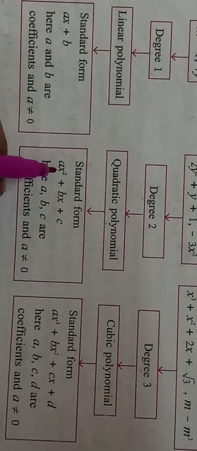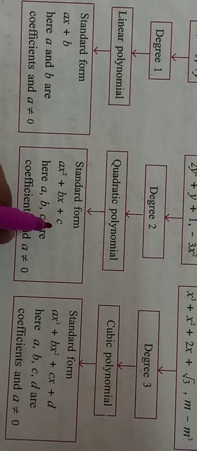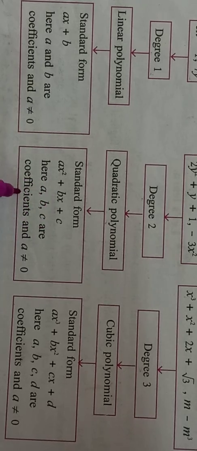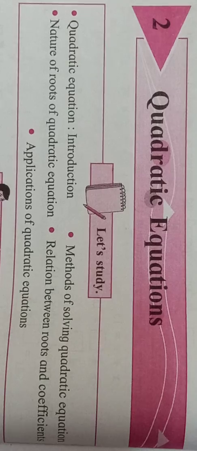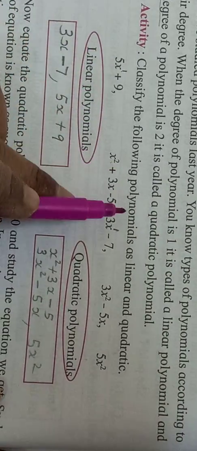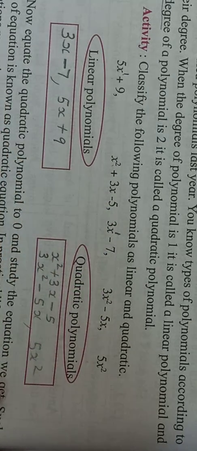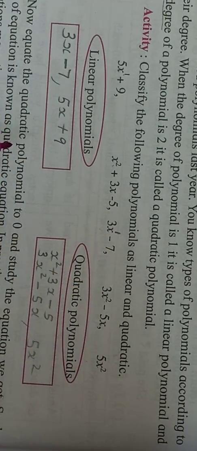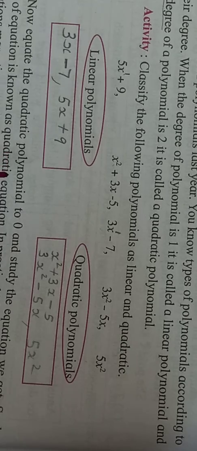But the standard form of a quadratic polynomial is ax square plus bx plus c, where a, b, c are coefficients and a is not equal to 0. Very important. So if you see quadratic equations, how well 9th and 10th portion is correlated. The first example is an activity. Classify the following polynomials as linear and quadratic. So if it's linear, you will have degree as 1. And if it is a quadratic polynomial, you will have degree as 2.